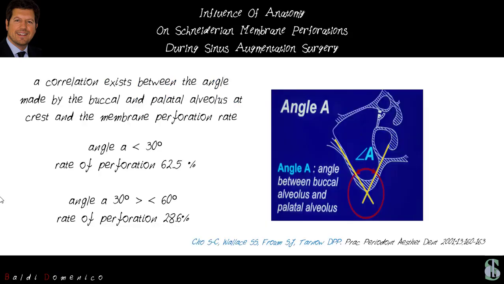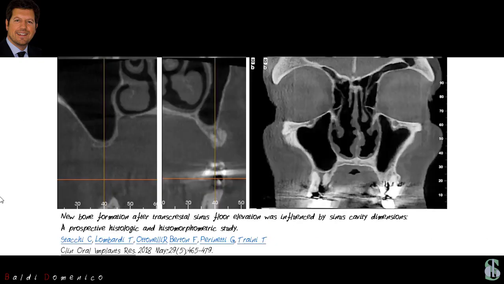And thanks to a good evaluation of the X-ray, we can also understand the influence of the anatomy on Schneiderian membrane perforation during sinus augmentation surgery. In fact, there is a correlation between the angle made by the buccal and palatal valves at the crest and the membrane perforation rate. And also, we can understand how the new bone formation is influenced by sinus cavity dimension. In fact, if we have a great dimension of the cavity, we can have a lower response of the new bone.